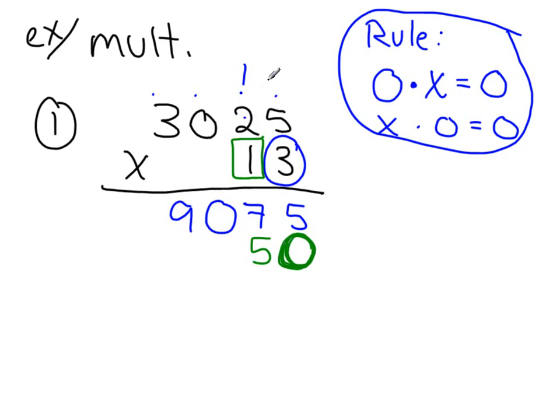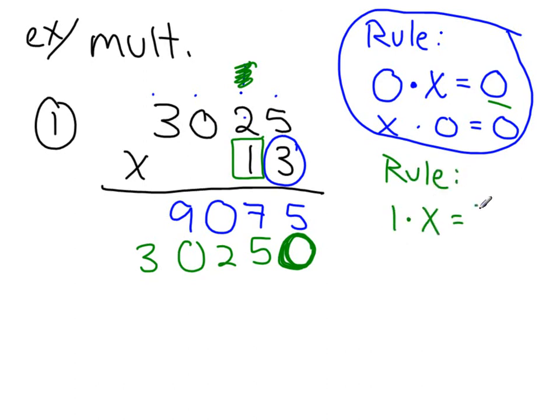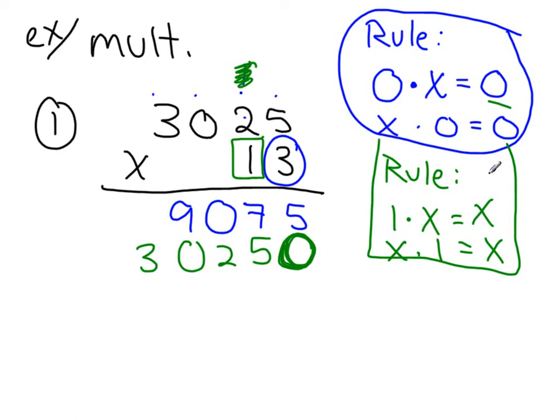1 times 2, now be careful if you need to scribble off any carries that you had. 1 times 2 is still 2. 1 times 0, anything times 0, rule says, is 0. So we got 0. And 1 times 3 is 3. Actually, that was pretty nice. I think I have another rule. We said whenever we multiplied 1 times anything, we ended up with that thing. Or anything times 1 is still the same thing. So there's another cool rule that we have. 0 times anything is 0. 1 times anything is the same thing.